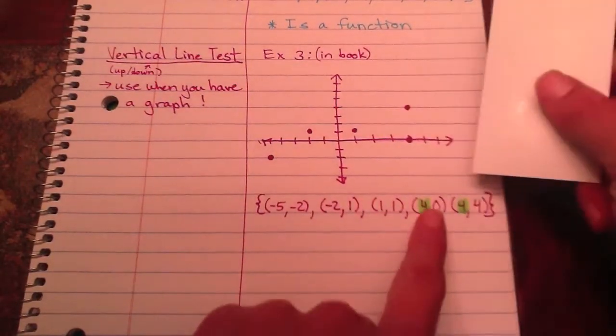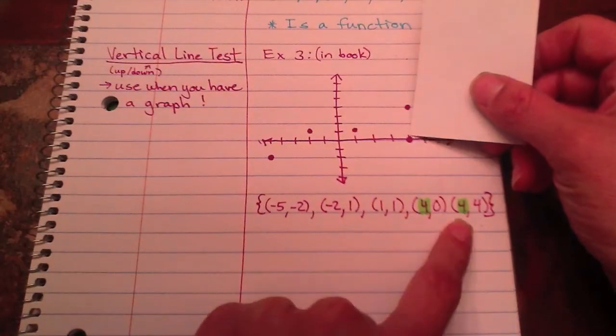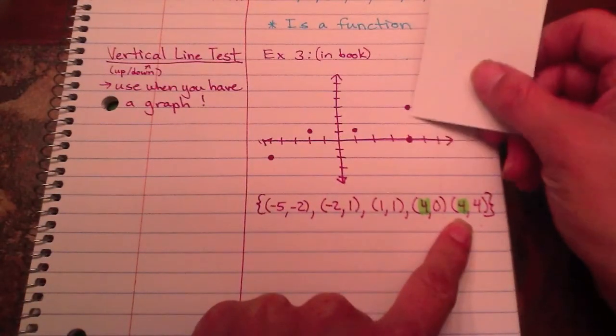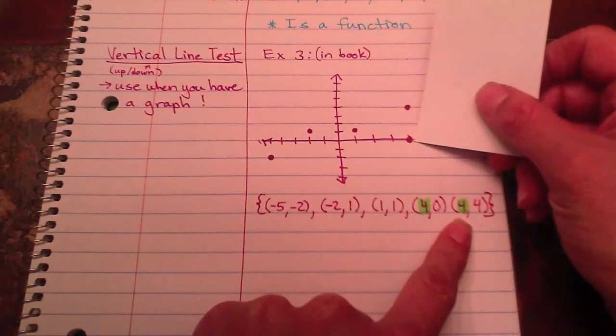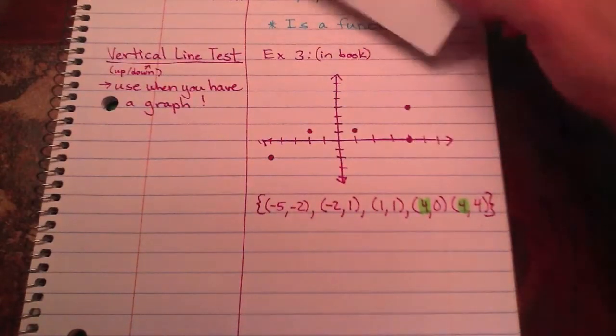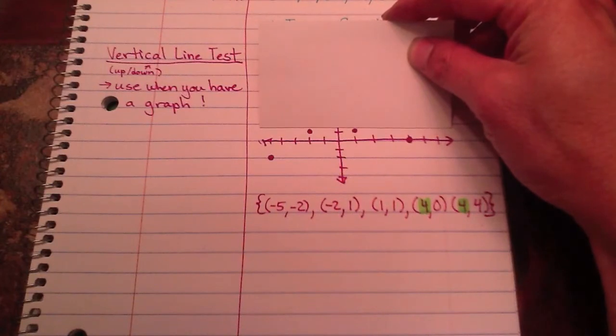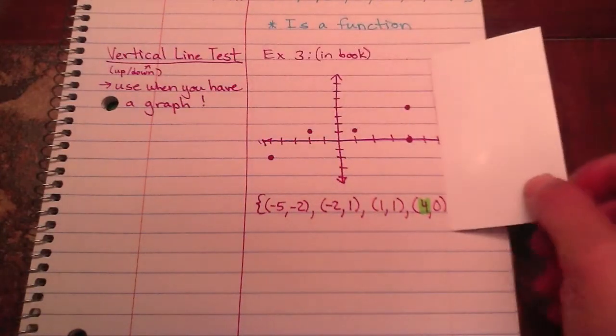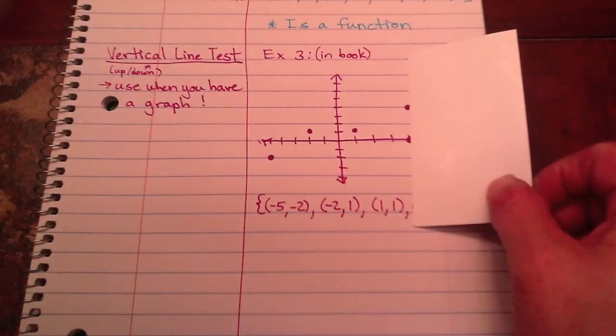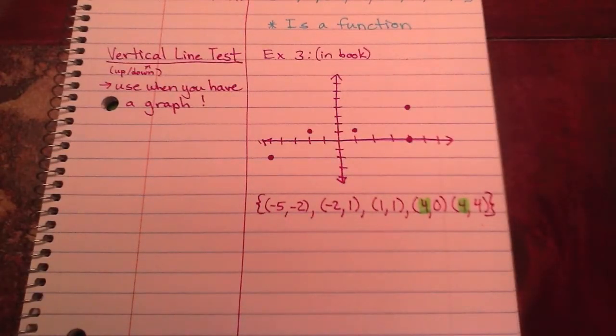The reason that works is because you end up at 4, 0, 4, 4, repeating x with a different y. You can have repeating y's. Notice if we were to do a horizontal line test, those are the same. Doesn't matter. We're not looking at that. We're looking at x's repeating, and there they repeat. So that's all you do with a vertical line test.